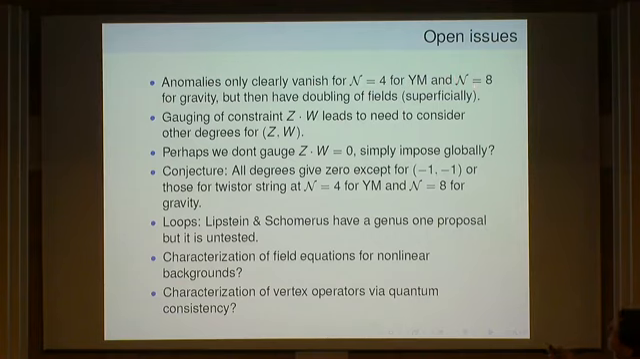But then, of course, if you go all the way out to n equals 4 and n equals 8, you superficially at least have a doubling of all the fields. You could somehow describe that their twistor and dual twistor description is the same, but you superficially have a doubling. So that's one issue.